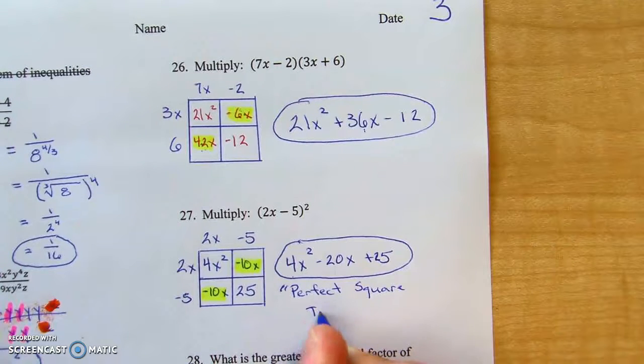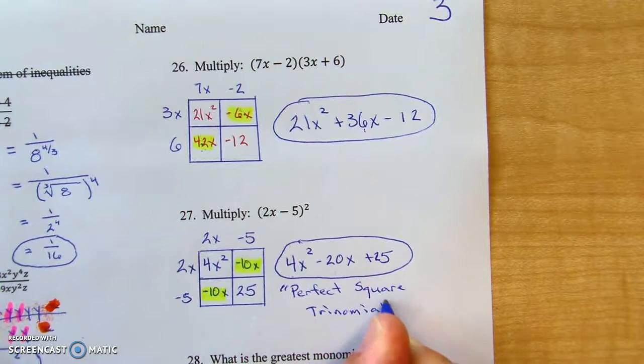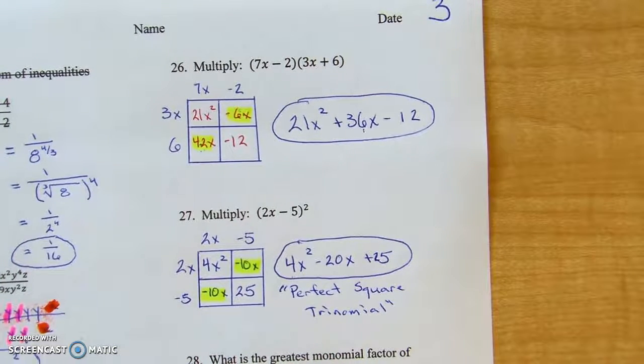And I believe it came up in a couple different chapters. Trinomial. All right, number 28.